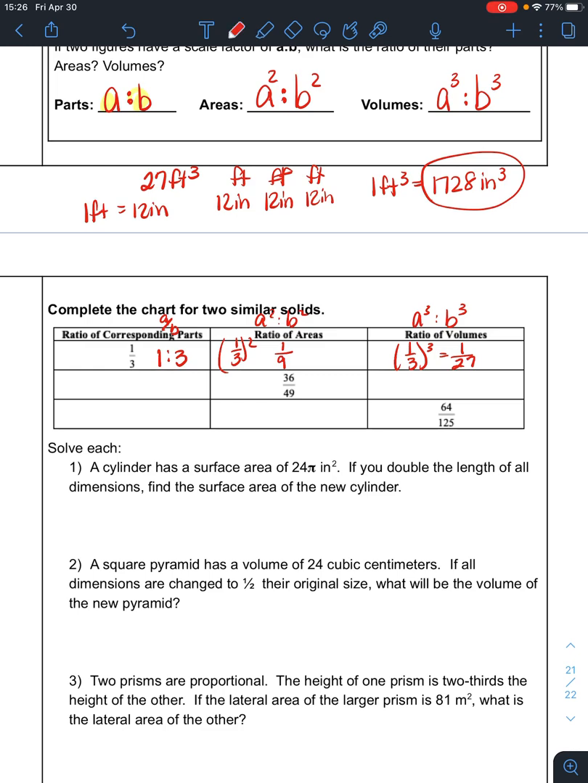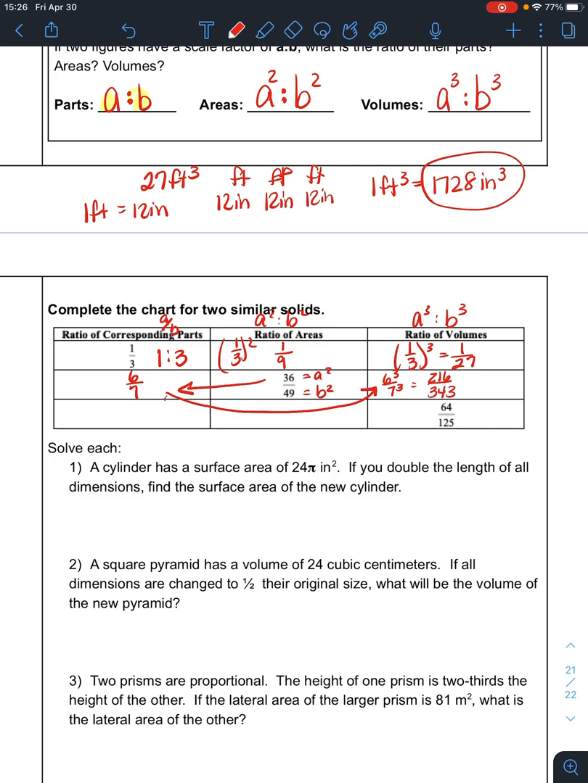Okay, so let's look. Now we started with areas. Well, I can't go from area to volume. You just can't. You have to go from area back to sides, and then you can go from sides to volume. So we're going to have to go backwards. A squared to B squared is what I was given, so now I need to go backwards and get A and B. If 36 is A squared and 49 is B squared, then A has to be 6 and B has to be 7. Now I can go over here and get my cubed. So now it's 6 cubed and 7 cubed. 6 cubed is 216. 7 cubed is 343.